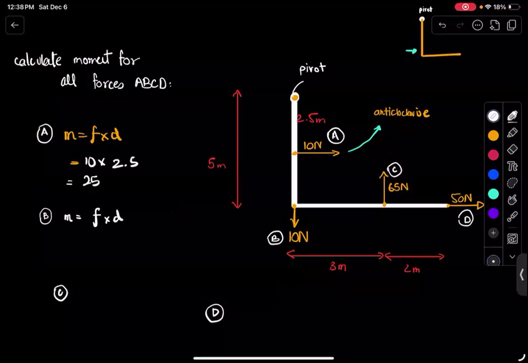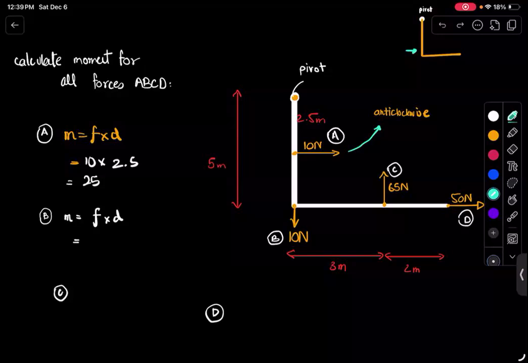Moment is equal to force into distance. So force B, 10 into 5. This is 5 meters. Yes, what do you think? What's the moment from force B? Wait, how would it move in any direction though? Isn't it pushing downwards and the pivot is just upwards of it? Okay. Yes, you're right. So you think it won't move? No, I don't think it would move.